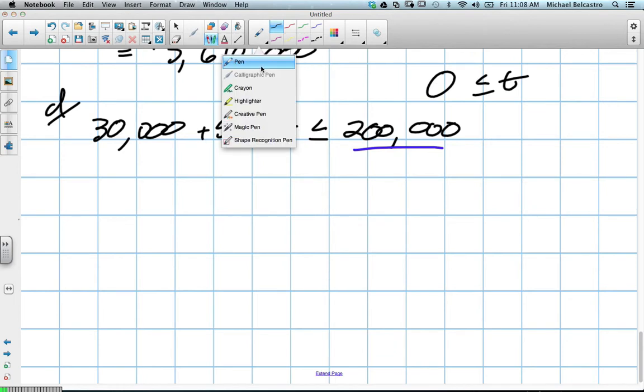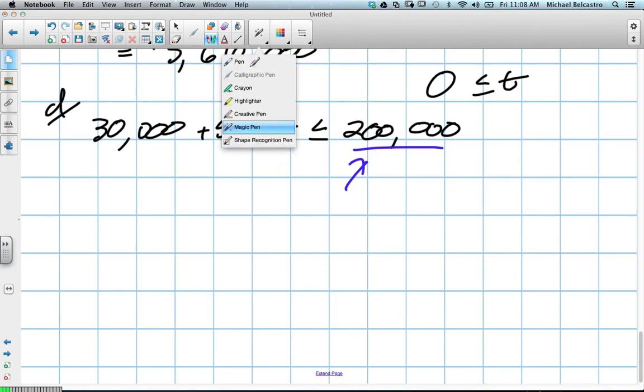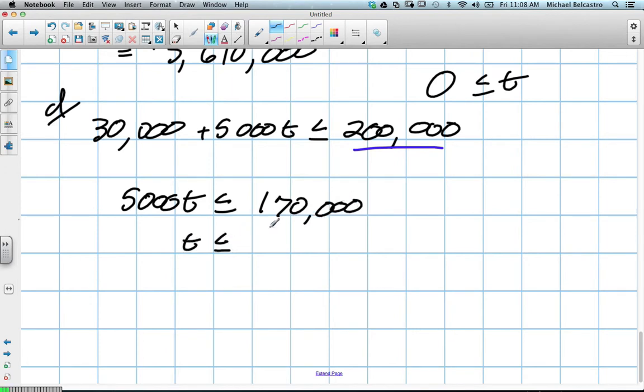Okay? So what we need to do is figure out what the max number of days is for this to run. We can't spend more than $200,000 on this advertisement. So how long can we run this for? Which means we isolate T, and we end up with 5,000 T less than or equal to 170,000. Is that right? We divide these values. 34? Beautiful, thank you. Is 34. So the max number of days we can run this for is 34 days.